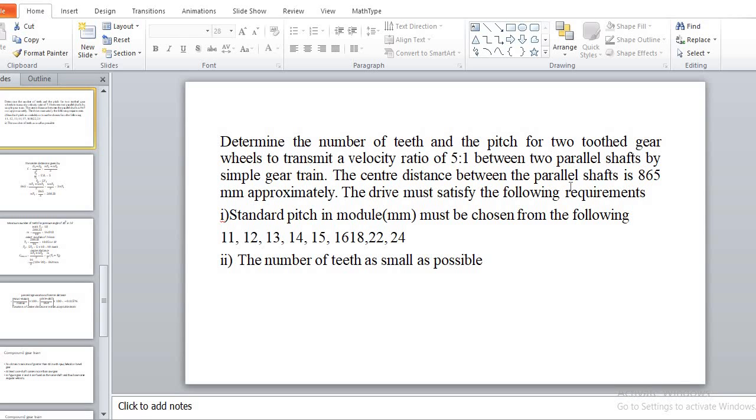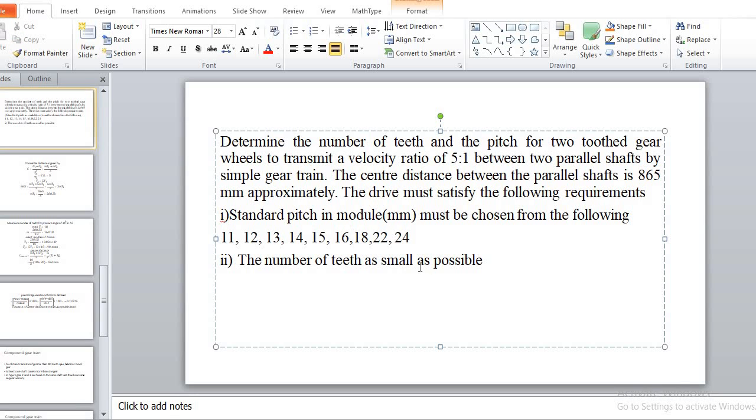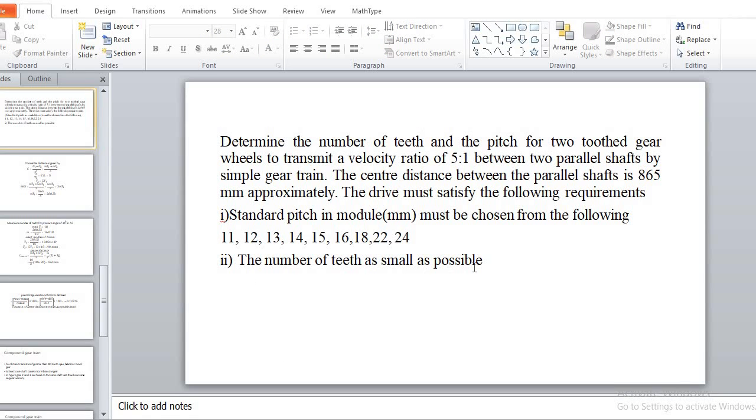Center distance between the parallel shafts is approximately 865. The drive must satisfy the following requirements: standard pitch in terms of module, in mm, must be chosen from the given data, and the number of teeth as small as possible. So the first condition is that the module should be chosen from the given data, and the second condition is the number of teeth as small as possible. With these conditions we have to find the number of teeth for the simple gear train.